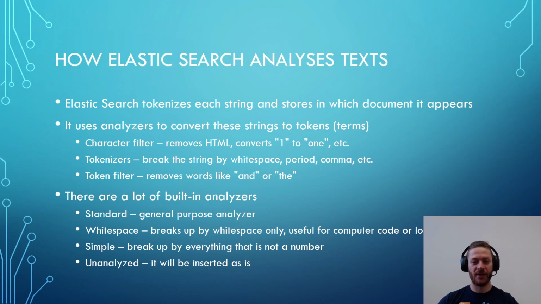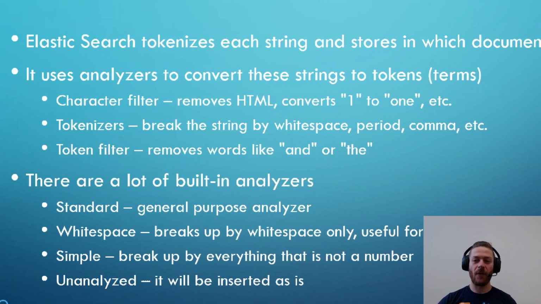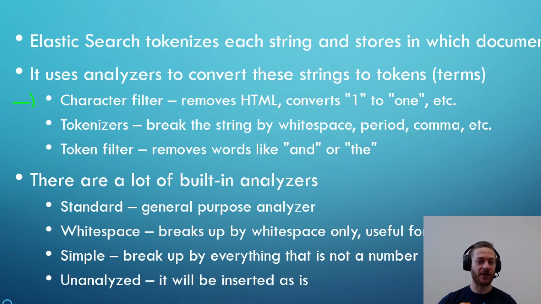Each analyzer converts the string by following this algorithm. First you have character filters, then tokenizers, and finally token filters. For the standard analyzer, the character filter will remove HTML, it may convert the number 1 to the text "one", and so on. So it will remove unnecessary characters and convert them. Then we have a tokenizer, which breaks the text by white space, period, comma, or whatever is set in the analyzer.